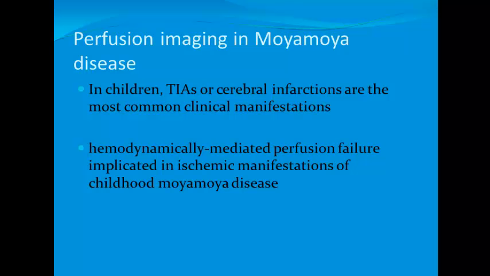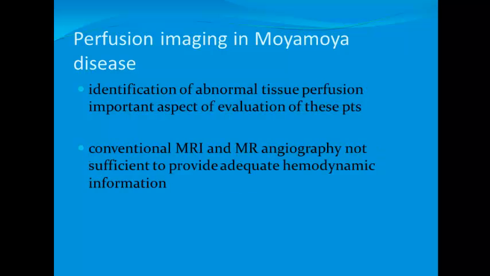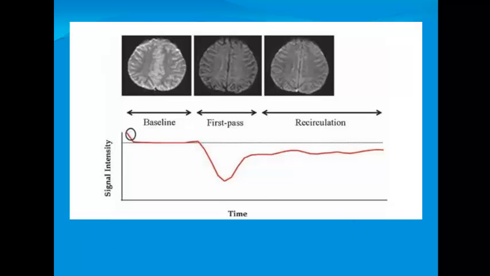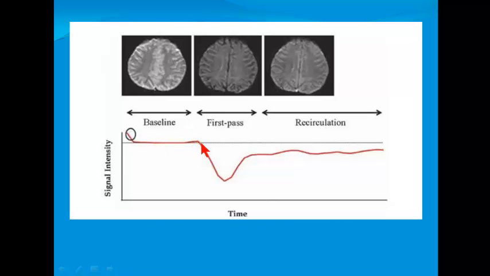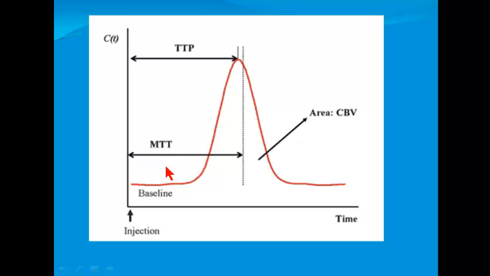In using these types of procedures, a certain sequence called T2 star weighted imaging is used, and what that does is it looks for inhomogeneities in the magnetic field as the contrast approaches the brain parenchyma. The T2 star weighted image then shows a loss in signal over time, and this can be converted into a concentration time activity curve, such as this, where we see the concentration of the contrast within the brain parenchyma. We can see that over time and how it varies.